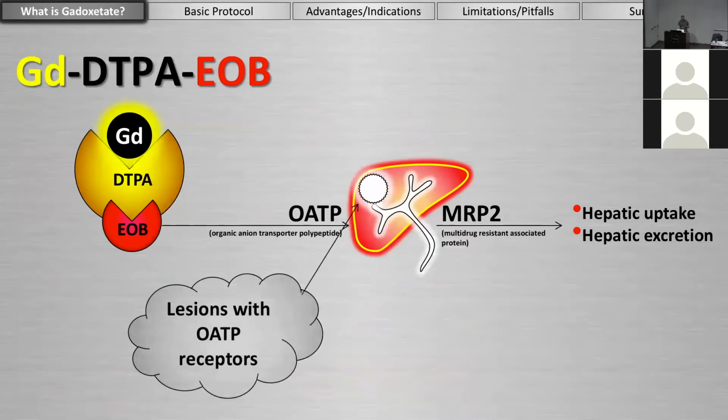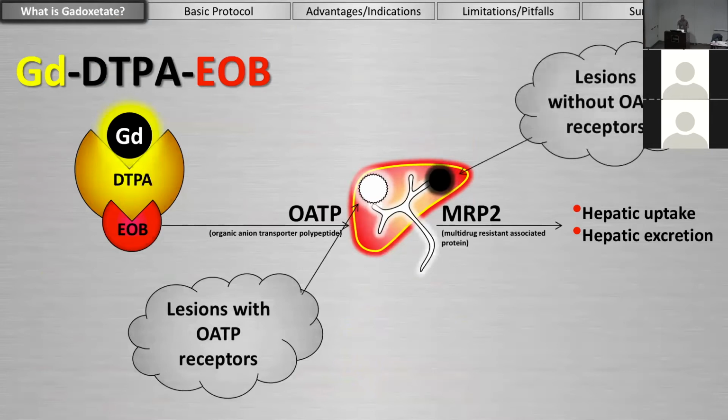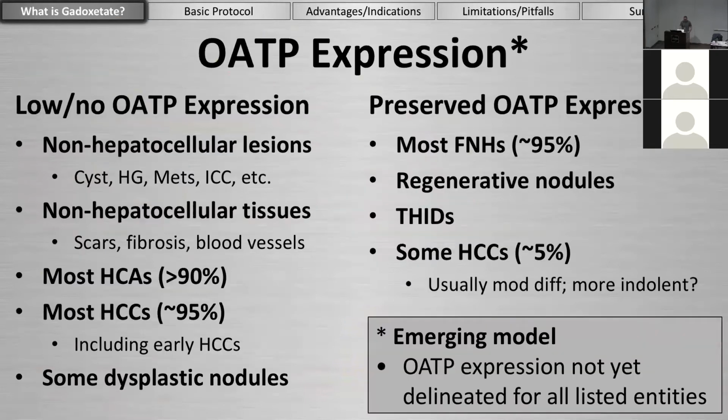So the liver gets bright because it has OATP. Any lesion with OATP, any tumor with OATP on its cells, will also get bright, but lesions without OATP will get dark. And that's really the fundamental thing you need to know about gadoxetate. Things with the transporters get bright, things without the transporters get dark. So what things have OATP expression and what things don't?